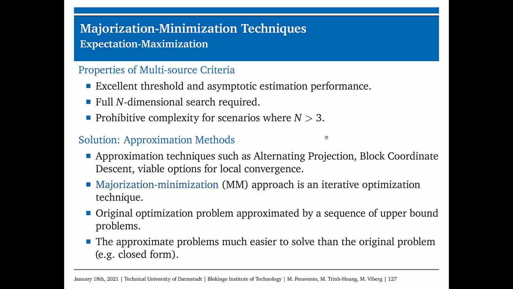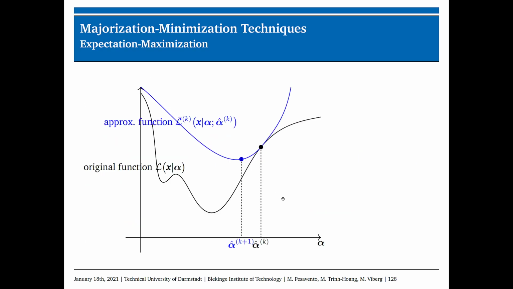The majorization-minimization approach is an iterative optimization technique where the original optimization problem is approximated by a sequence of upper bound problems. The idea is that the approximate upper bound problems are designed in a way that they are much easier to solve, potentially in closed form, than the original problem. This is illustrated in the figure over here.